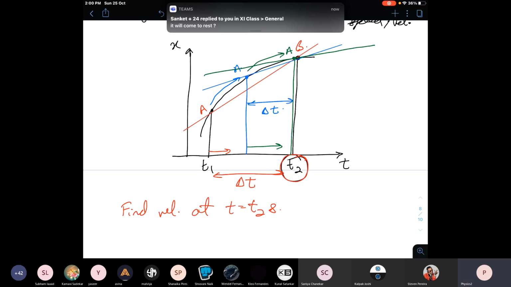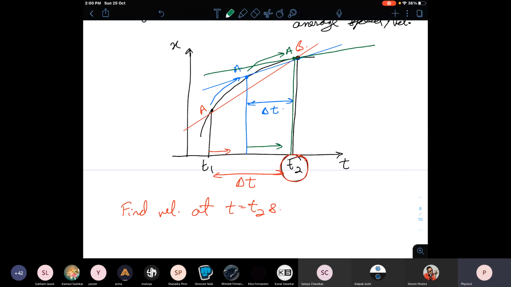Yeah, it will come to rest. It is moving now. How will it come to rest?